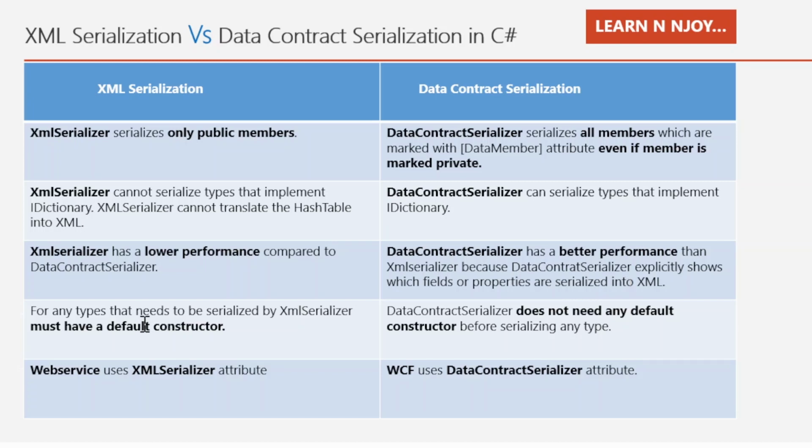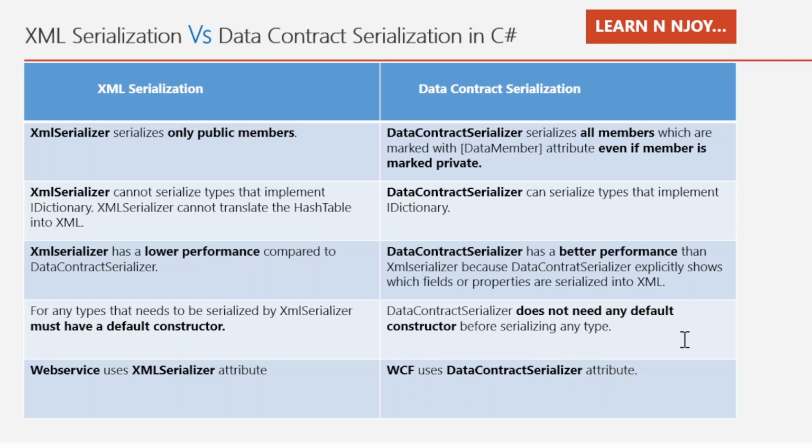Number 4, any type that needs to be serialized by XmlSerializer must have a default constructor, whereas DataContractSerializer does not need any default constructor before serializing any type. Number 5, web services use the XmlSerializer attribute, whereas WCF uses the DataContractSerializer attribute.